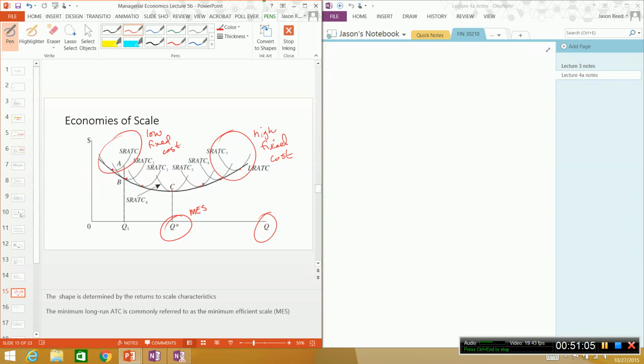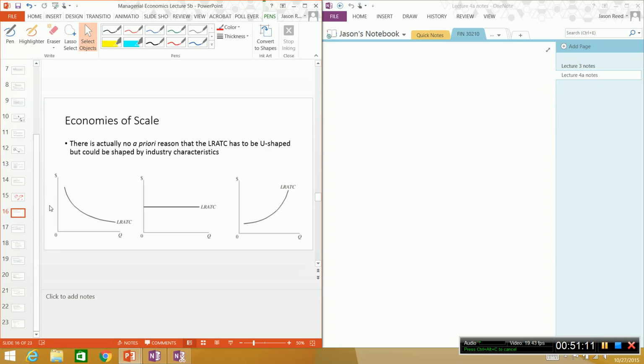And so we know how to solve for that now. We're really good now at solving for minimums. So we can do that. So for us, before we get to a problem, we want to just acknowledge that there's actually no reason, we call it a priori reason, that the long-run average total cost has to be U-shaped. It could absolutely be different shapes, and it's always going to be shaped by industry characteristics here.